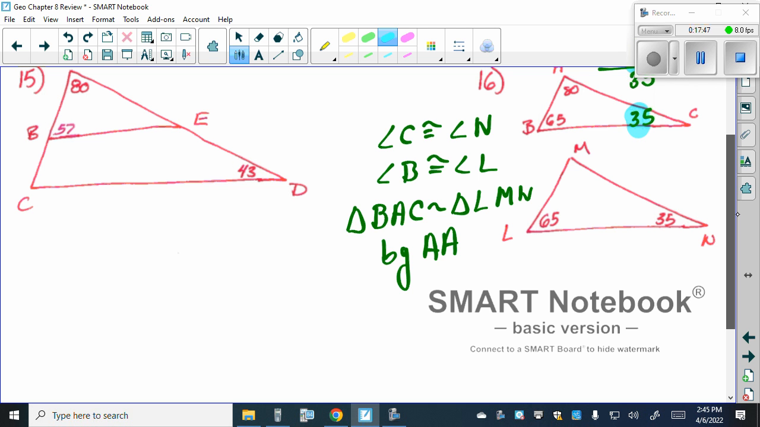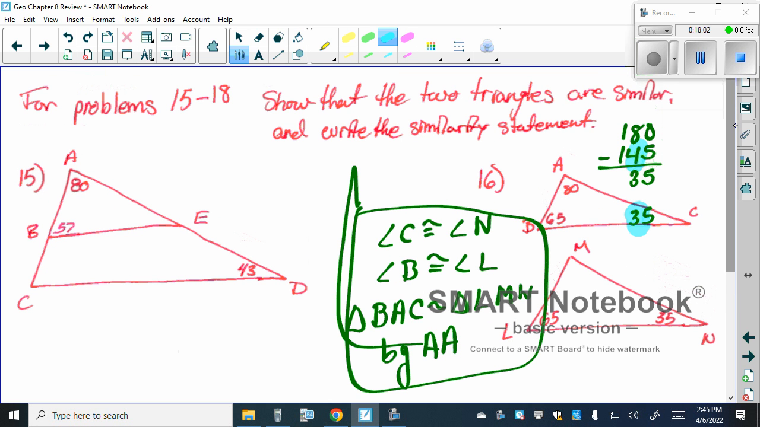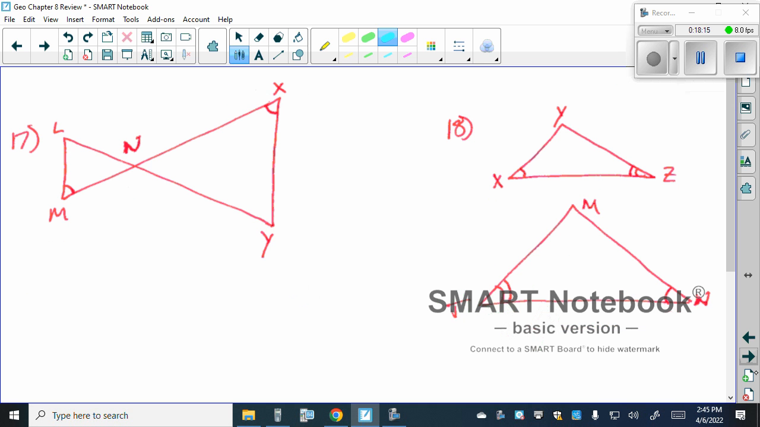Do we have to write all that in green? Yeah. Yep. Because the two angles, because we're showing it by angle, and the statement. Show that the two triangles are similar, so this is our show, and then our statement and kind of our explanation for it. Questions on this here? Questions on 17 or 18?